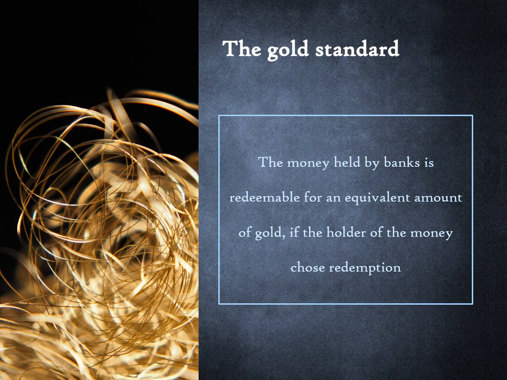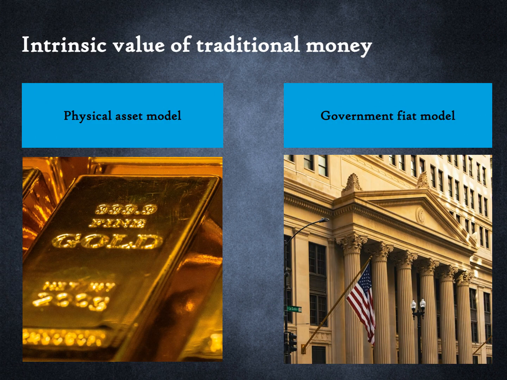What we just described was historically known as the gold standard. The gold standard refers to the model whereby the money held by banks is redeemable for an equivalent amount of gold, if the holder of the money chose redemption. It began in the late 19th century and was the basis of the global monetary system for 100 years. In 1971, the US abandoned the gold standard. We have covered the physical asset model. The gold standard was the most successful example of this model.